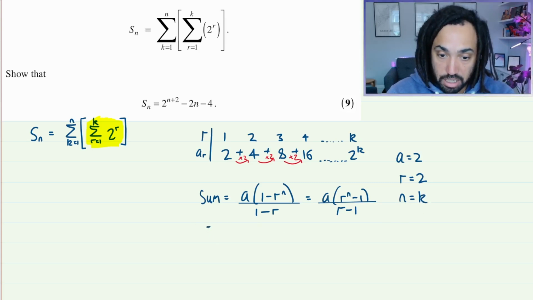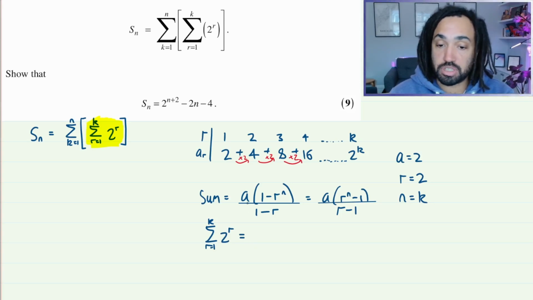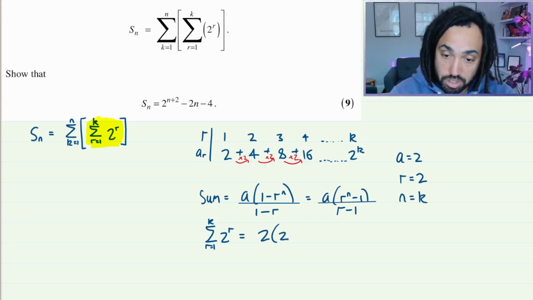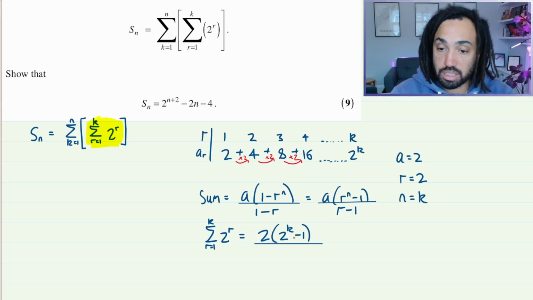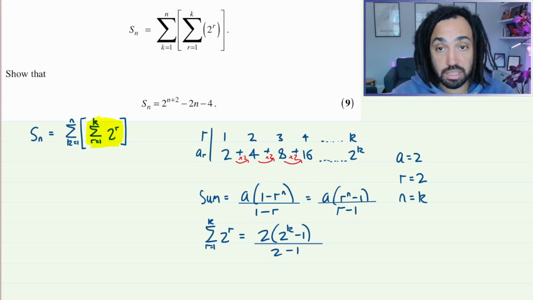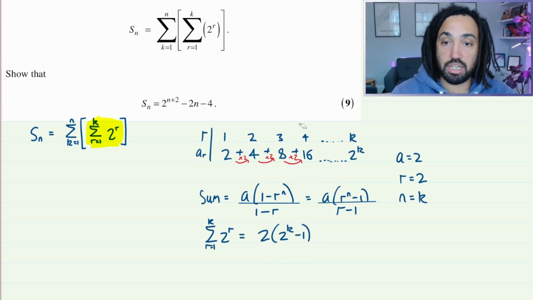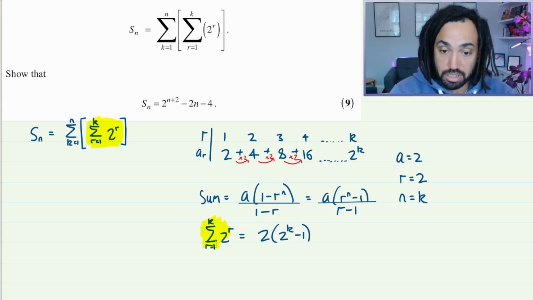Okay, so let's then evaluate this and show us what it's going to give. So we're going to substitute into this one. I think it's just going to be a bit neater, a bit nicer. So when a is 2, r is 2, n is k, we get 2 times 2 to the k, minus 1, all over 2 minus 1. Perfect. And 2 minus 1, of course, is 1. So we're dividing by 1, so we can just get rid of that. Perfect.